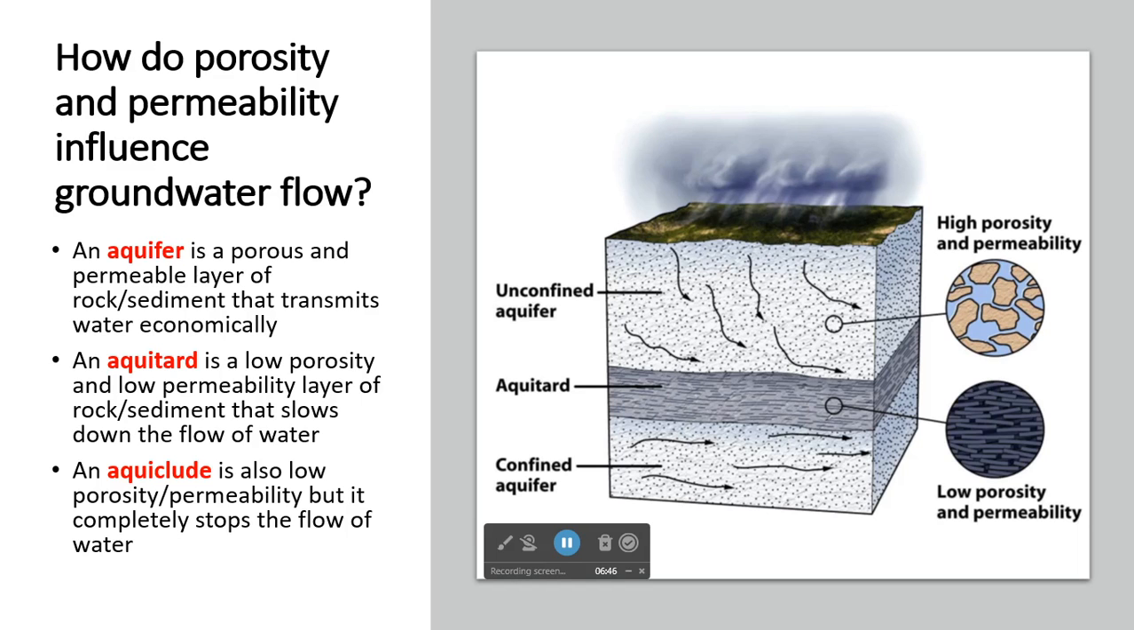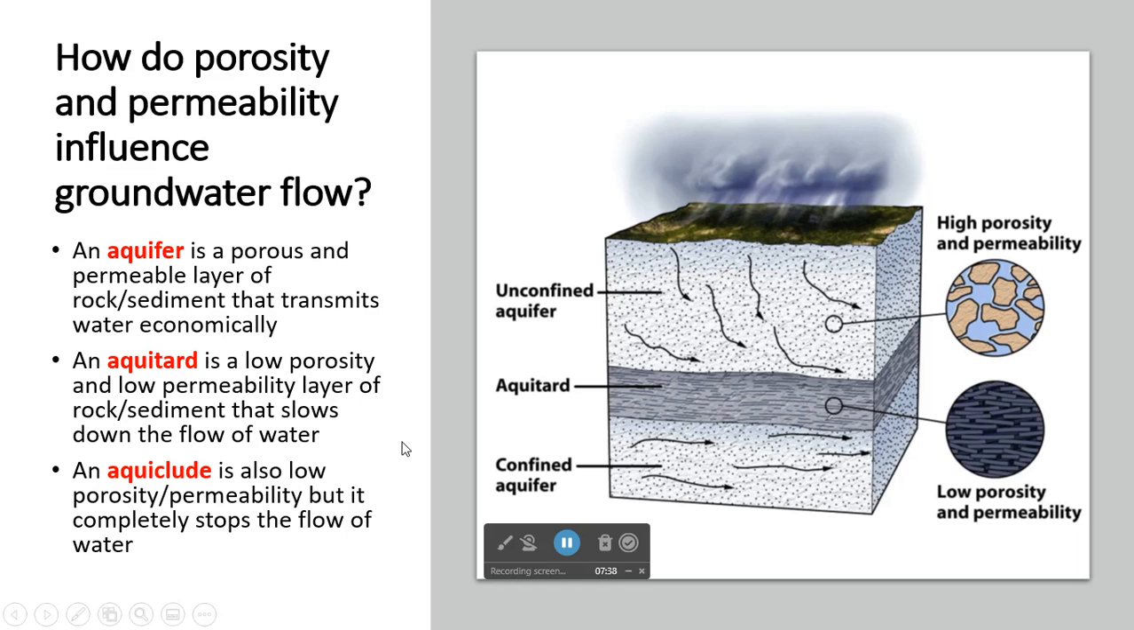So what's important is how porosity and permeability actually influence the flow and the storage of groundwater. So when you have a very highly porous and a highly permeable layer, this is referred to often as an aquifer. It's a layer of sediment or rock that can transmit water economically, or in other words, we can, for a very low cost, bring that material to the surface to use. An aquitard is a low porosity and low permeability layer of rock or sediment that slows down the flow of water. So those are not good layers to get water from, but they're good layers to trap things or trap water. And then finally, an aquiclude is also low porosity and permeability, but it completely stops the flow of water, so you don't get any flow with aquicludes.